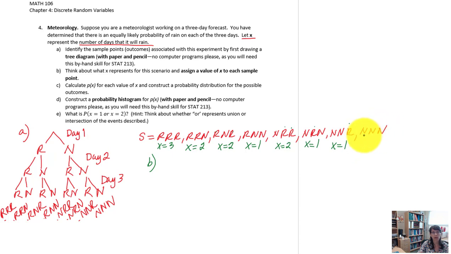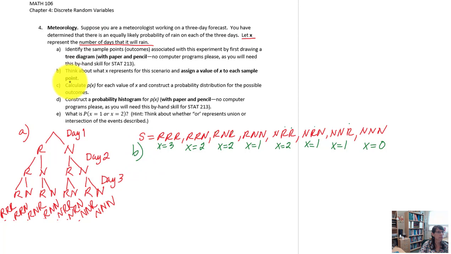And there are no R's in the last sample point. So that's also important. We use 0 to show that there were 0 days of rain. By looking at each sample point, we were able to assign a value of x for each sample point.